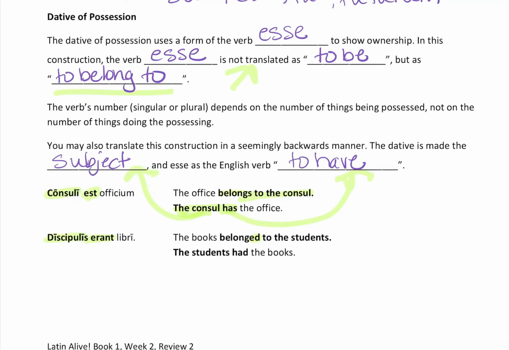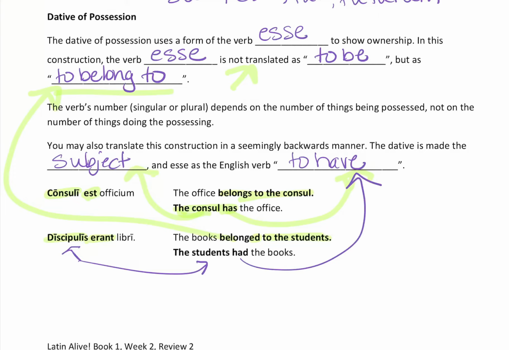So here we go. To the students, that again is your dative, and we have the belong to, right, with that form of the to be verb. Now here, again, we take the subject, the students, we take the Latin dative, and in English we turn it around and make it the subject. It still stays in the dative case, but when you translate it, you can make it as the subject, and then of course we use a form again of to have.